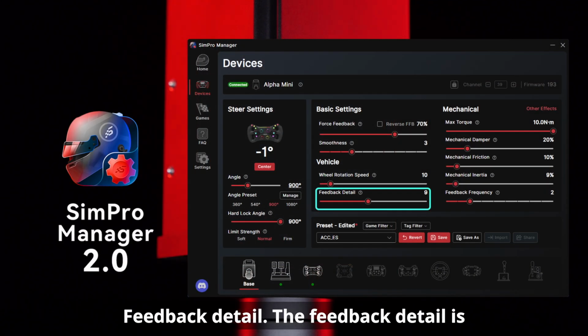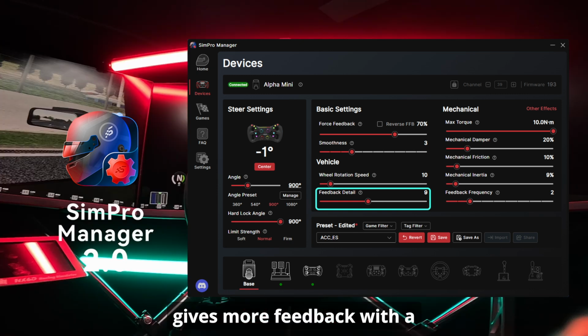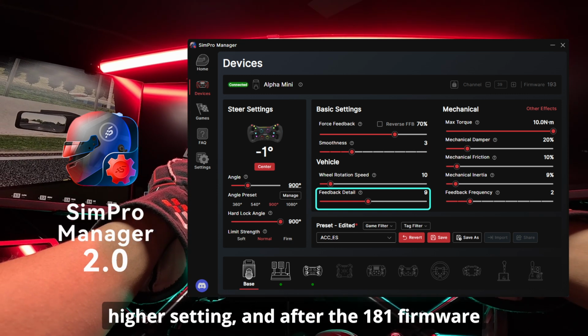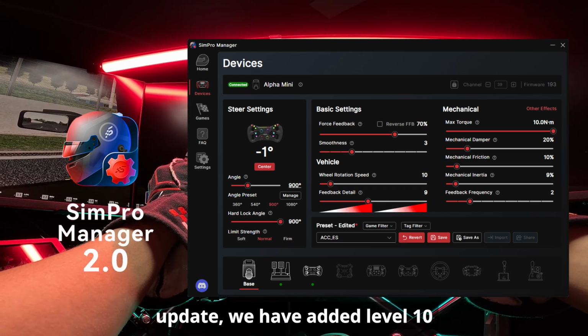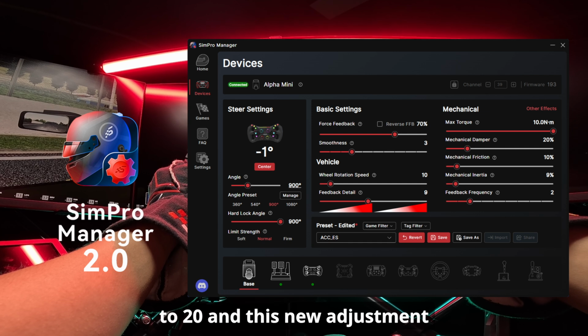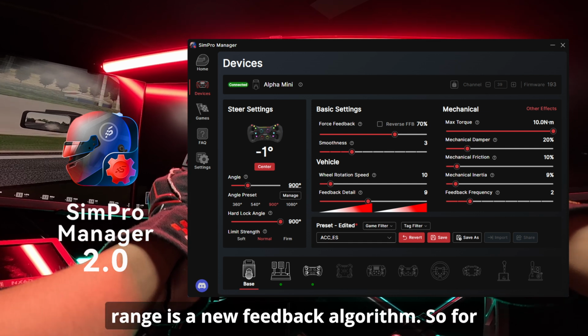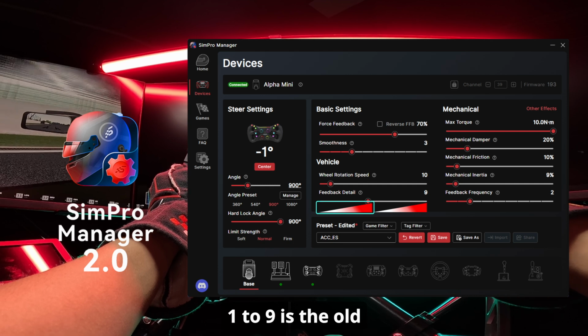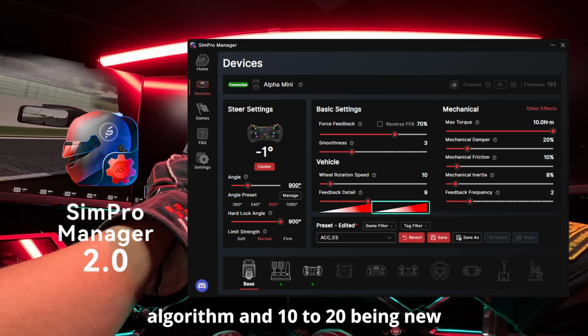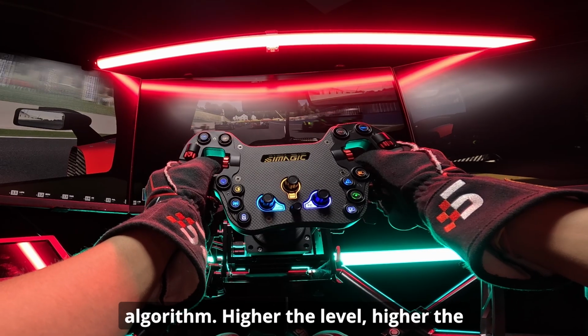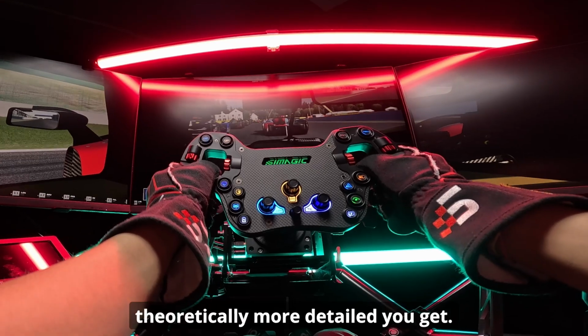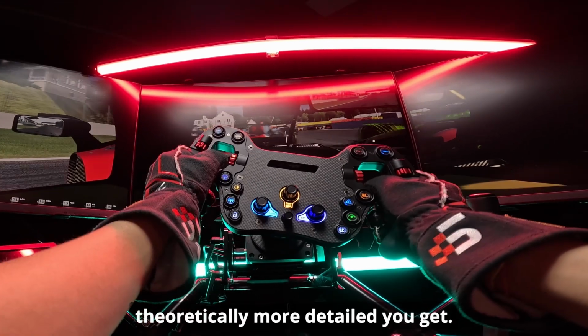Feedback detail. The feedback detail is very self-explanatory. It gives more feedback with a high setting. And after the 181 firmware update, we have added level 10 to 20. This new adjustment range is a new feedback algorithm. So 1 to 9 is the old algorithm, and 10 to 20 is the new algorithm. The higher the level, the higher the feedback rate, and theoretically, the more detail you get.